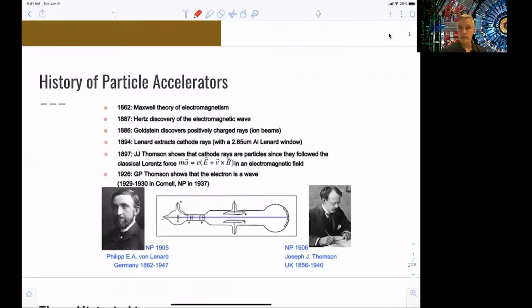We use electromagnetic fields in order to accelerate charged particles. And so the developments in understanding electromagnetism led to the technological development of accelerators and the availability of devices which can be used in order to accelerate or modify particles. And so this goes back to Maxwell and Hertz discovering electromagnetic waves, towards J.J. Thomson, who was able to use cathode rays and the classical Lorentz force in order to understand electromagnetic fields.